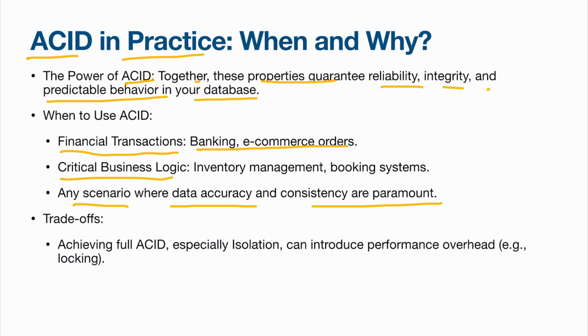And trade-offs: achieving full ACID, especially isolation, can introduce performance overhead. For example, as we said, because there is a transaction A and then transaction B, if we don't let them execute in parallel, there can be performance overhead. So a lot of modern systems don't require ACID because they don't require data consistency per se, and for them we can go with eventual consistency, and in that case we don't have to rely on transactions and we can make a lot of operations in parallel, in case data accuracy is not very important.